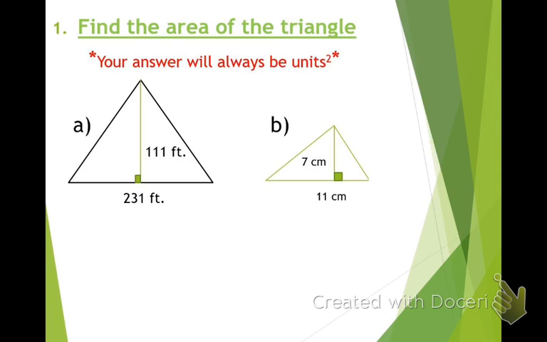First triangle we have here, we got to start off with our formula. What's the formula for area of a triangle? A equals 1/2 times base times height. Okay, everyone say it together. Area equals 1/2 times base times height. Okay, say it one more time. Area equals 1/2 times base times height.